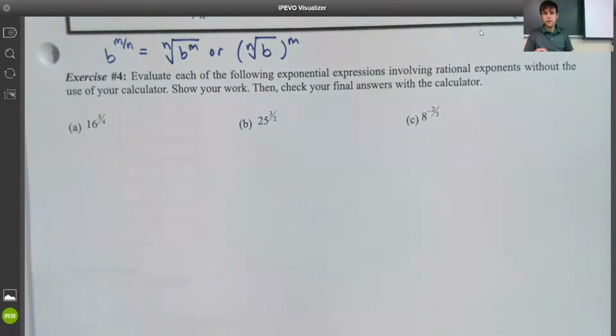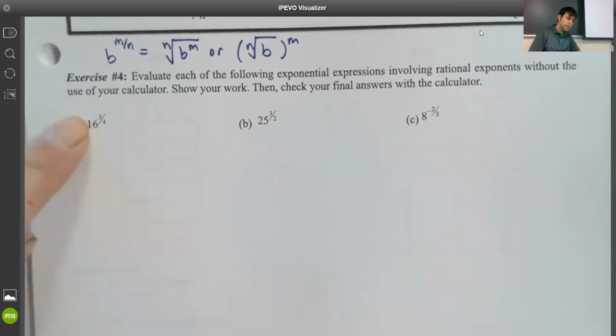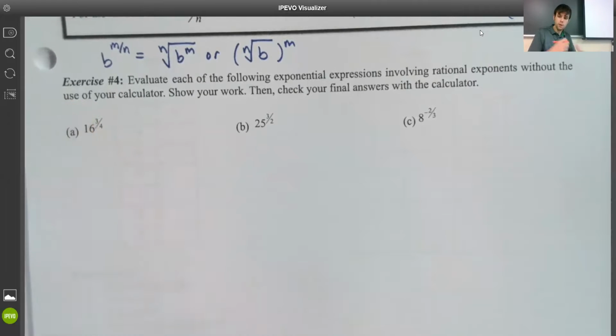And I'll try to show at least a couple of them in a couple different ways here. All right, so we have 16 to the 3/4 power. So the numerator is 3, the denominator is 4. So we're going to be taking the 4th root. That's going to be the type of root that we're going to be using. And we're going to be raising to the 3rd power. That's the exponent that we're going to be giving stuff. And again, we can do it both ways.